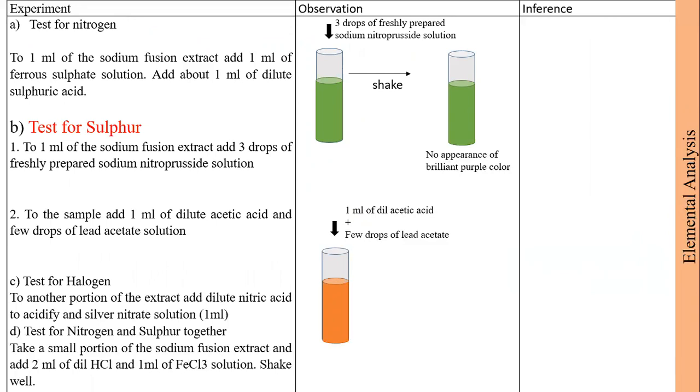We have another test for sulfur, that is lead acetate test. We'll take the sample and we'll add 1 ml of dilute acetic acid and a few drops of lead acetate. We'll heat it. If we get a black precipitate, sulfur is present, otherwise sulfur is absent.